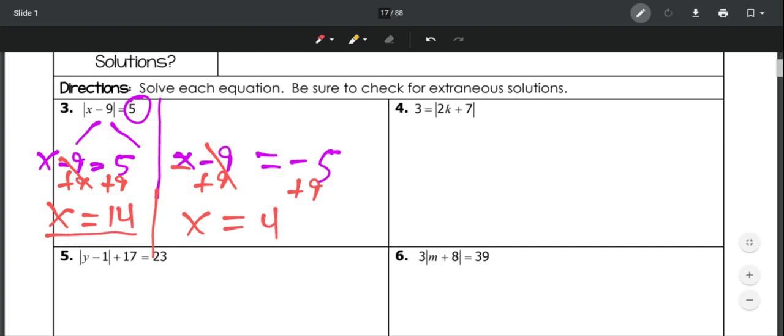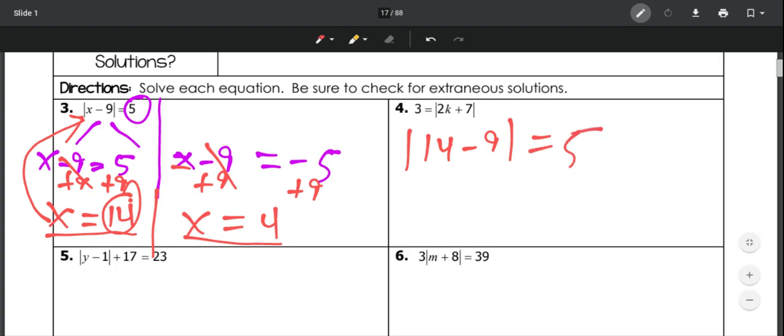Now, these are our 2 answers we got, but we must go in, plug these both into the original equation to check it. So let's do that. We'll start with 14. The absolute value of 14 minus 9 equals 5. So 14 minus 9 is going to equal, it's not 4, it's going to be 5. So does the absolute value of 5 equal 5? Yes. So check. So that one's an answer.